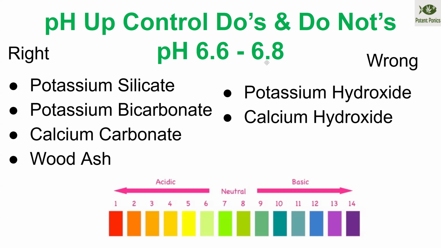All right. So for pH up, again, I'm a big fan of potassium silicate and calcium carbonate as my go-tos. Maybe every second or third dose, I'll do potassium bicarbonate. Potassium bicarbonate and potassium carbonate are organically certifiable. Potassium silicate is not. I avoid hydroxides.